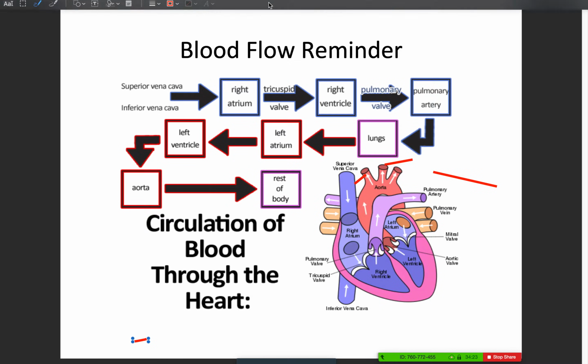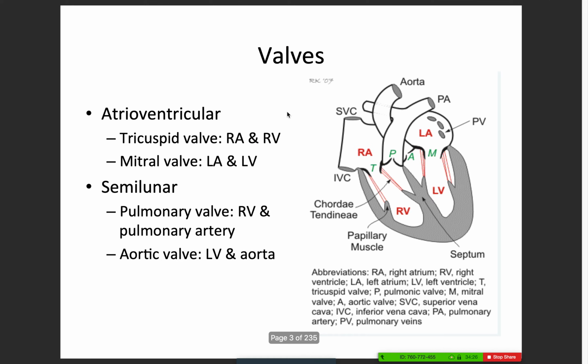Okay, so let's go to the next slide here. Going through our valves, we have our AV valves, the atrioventricular valves, composed of our tricuspid on the right and our mitral on the left. Semilunar valves are the pulmonary valve between the right ventricle and pulmonary artery, and our aortic valve. Okay, all information that we're comfortable with. One thing that I really want to harp on in this lecture is to look at the direction that the valves go.